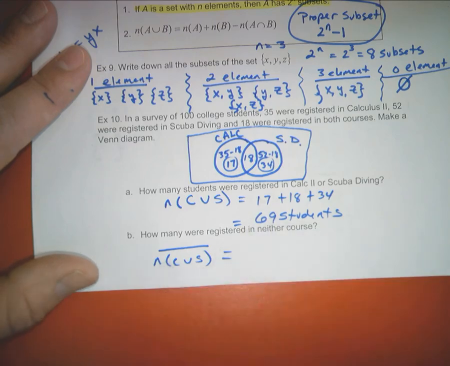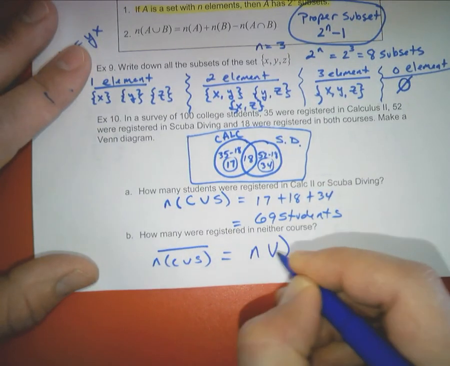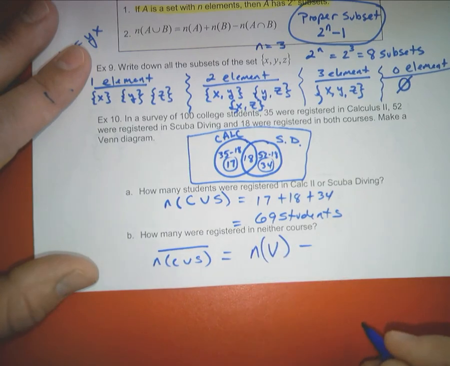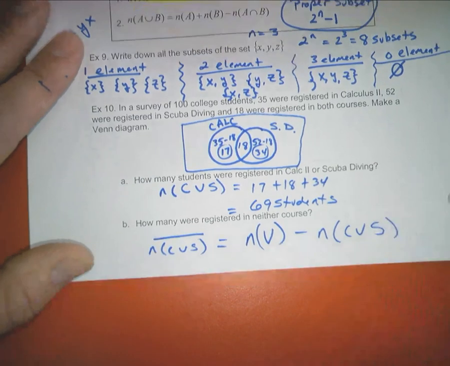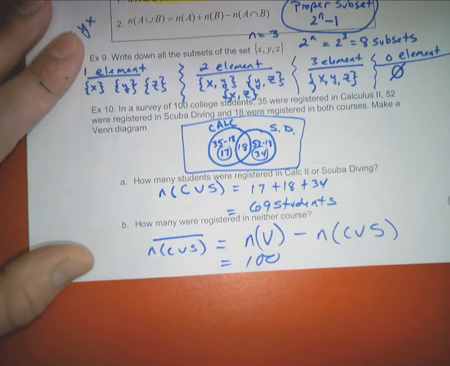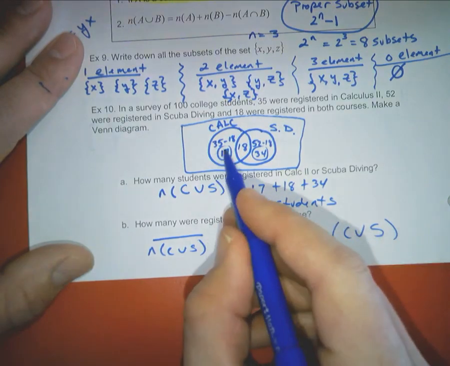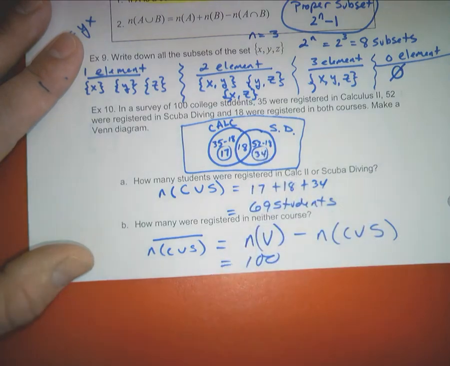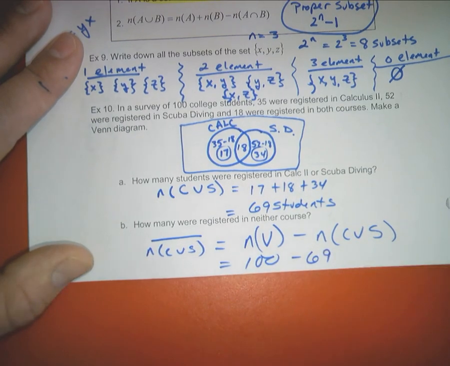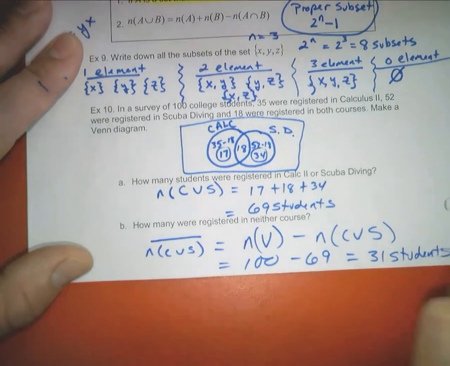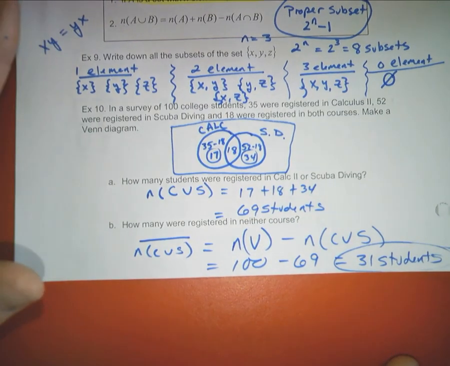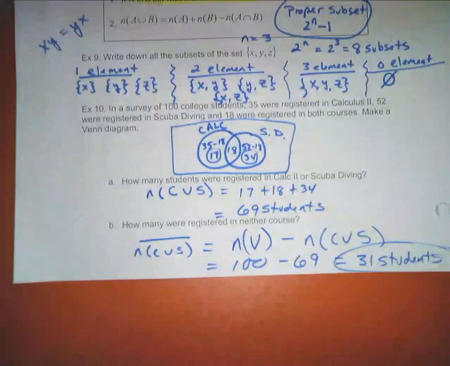So if I want to find the complement, I'm going to take the numbers in the universal set and subtract the numbers in calculus and scuba diving. There were what, 100 total students? There were 69 that took calculus, scuba diving, or both. So I subtract the two, and that gives me a total of what, 31 students? So 31 students that were surveyed are not taking calculus, scuba diving, or both calculus and scuba diving. They're taking neither. That's the complement. That's the idea. Okay?